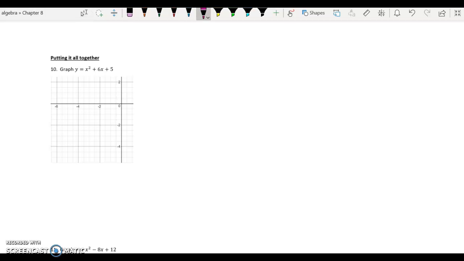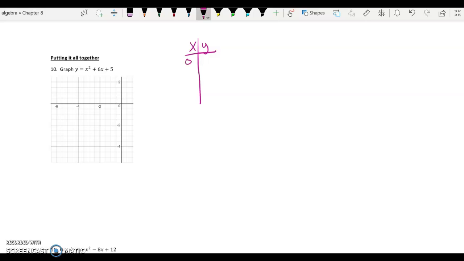I'm going to do number 10 with you. So it says graph this function. In order to do that, there's a couple ways we can go about it. A very easy way, or I shouldn't say easy, but an easy way to remember is to make a t-chart, right?